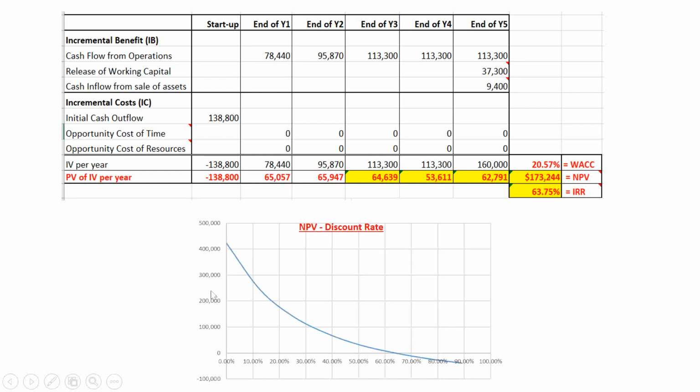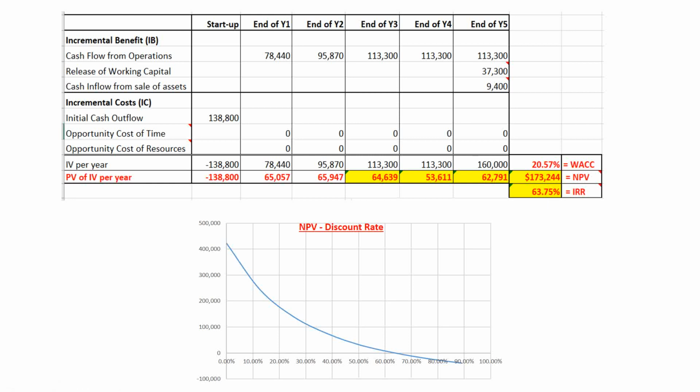So this graph is telling you, currently we are using 20.57, and the NPV is 173. If you use a higher rate, it starts coming down. Now if you don't use any rate, it will be very high there. As you use a higher and higher rate, it comes down. Finally it hits 0, and that is 63.75%.